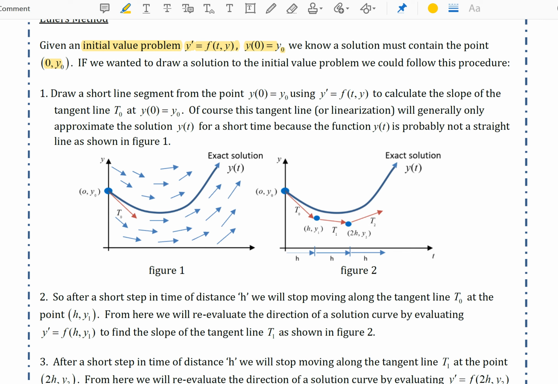To start, draw a short line segment from the point y of 0 is equal to y naught here, using y prime to calculate the slope of the tangent line. Of course, the tangent line, or linearization as we called it in Calc 1, will generally only approximate the solution for y of t for a short time because the function y of t is probably not a straight line, as shown in Figure 1.